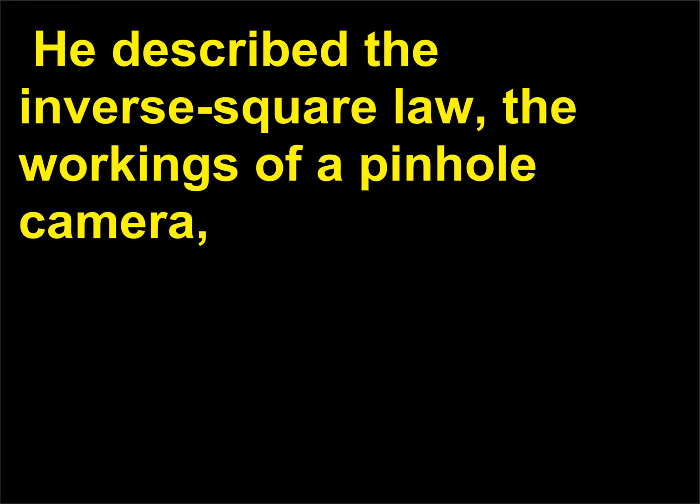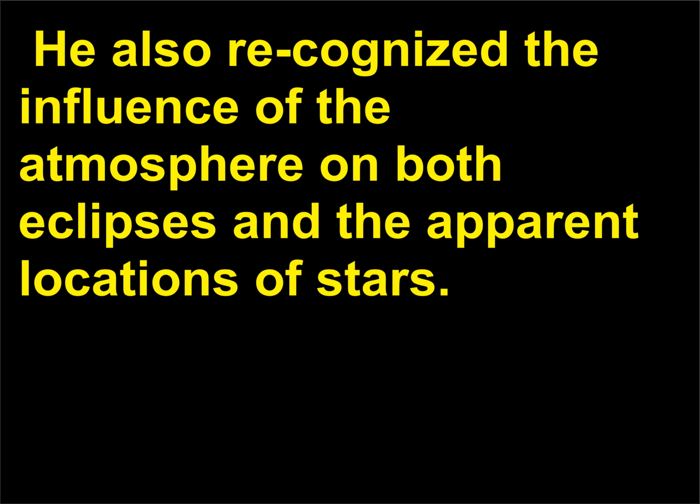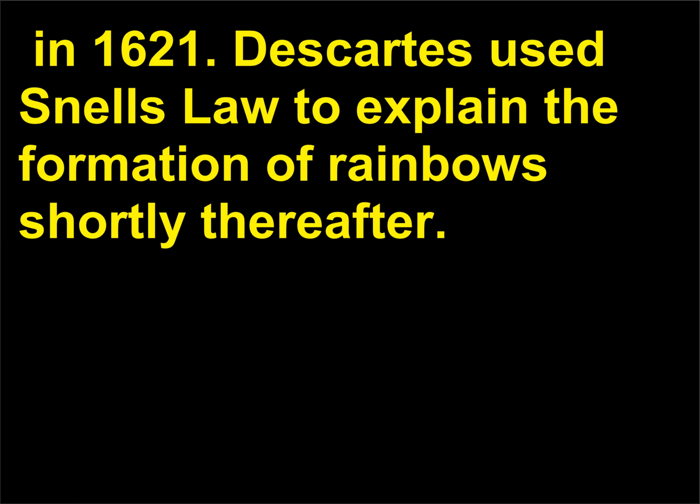He described the inverse square law, the workings of a pinhole camera, and reflection by flat and concave mirrors. He also recognized the influence of the atmosphere on both eclipses and the apparent locations of stars. Willibrord Snellius, 1580 to 1626, discovered the law of refraction, Snell's law, in 1621. Descartes used Snell's law to explain the formation of rainbows shortly thereafter.